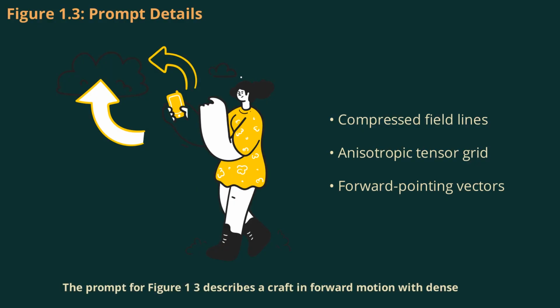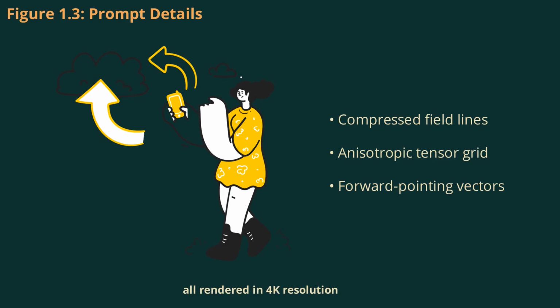The prompt for Figure 1.3 describes a craft in forward motion, with dense, compressed field lines ahead and elongated lines trailing behind. Forward-pointing vector arrows and an anisotropic inertial tensor grid are depicted, with forward eigenvectors shortened. The image should have sharp vector lines, restrained glow, and a high-fidelity aerospace simulation look, all rendered in 4K resolution.